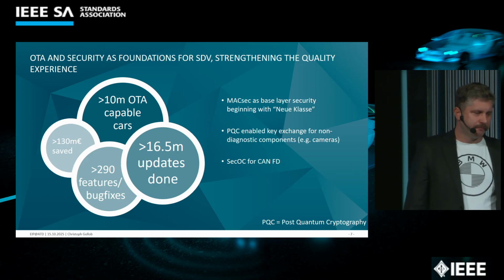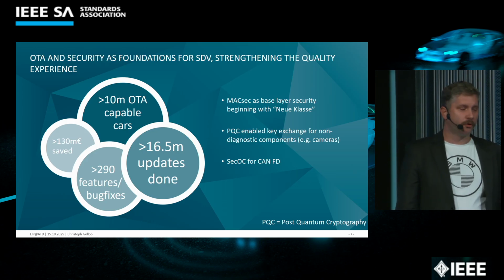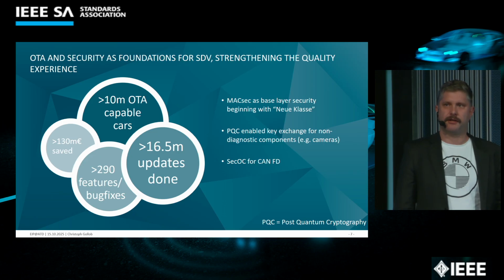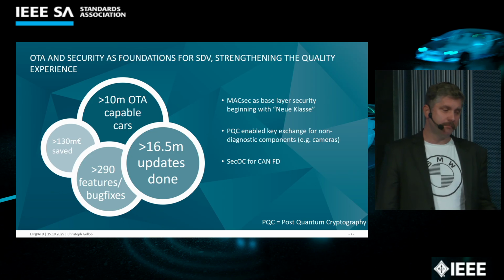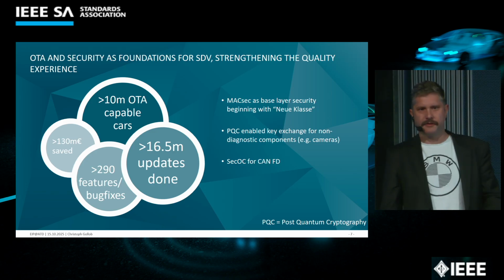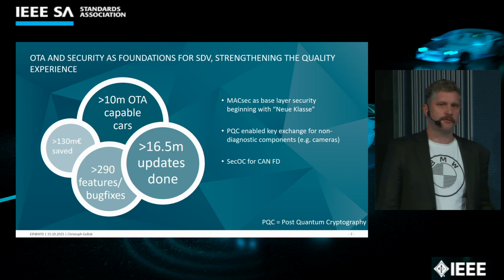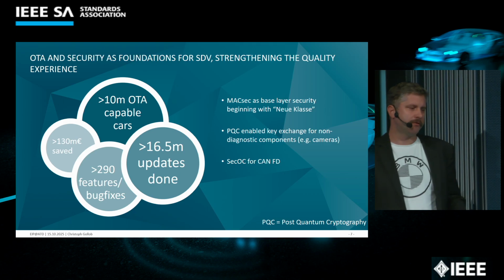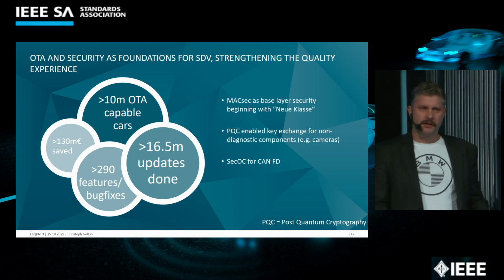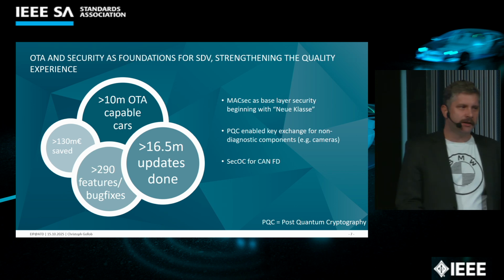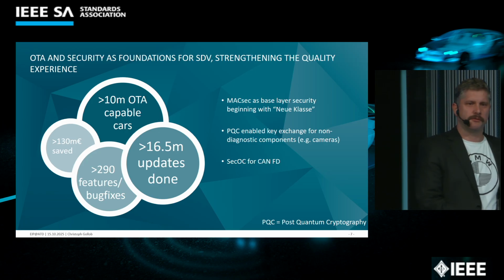Something on over-the-air. By the beginning of the year, we had more than 10 million over-the-air updatable cars within the field. We already brought more than 16.5 million updates, fixing more than 290 bugs or bringing features. And by doing so, we saved more than 130 million euros. Just to give you some numbers on why we saved it: if there is a bug, otherwise the customer would have come to the shop, and somebody would have to do work, and somebody would have to pay him, normally us.